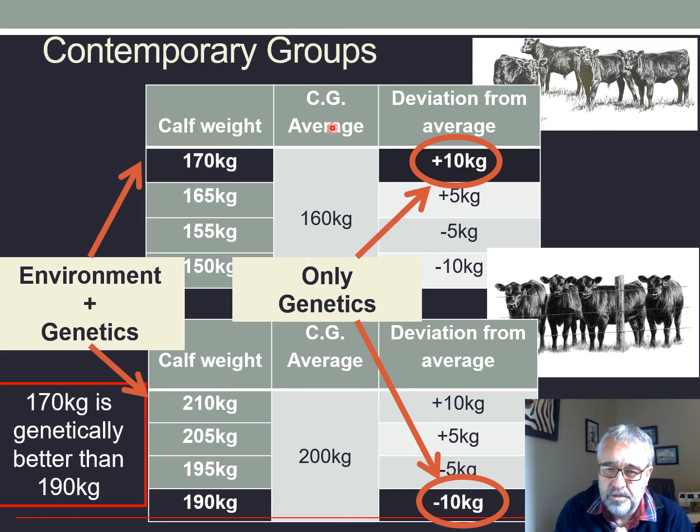We also include the heritability of the trait in this. If, for example, this is only 30% heritable, the plus 10 kilograms multiplied by 0.3 means that it's only a 3 kilogram difference in terms of genetic difference.